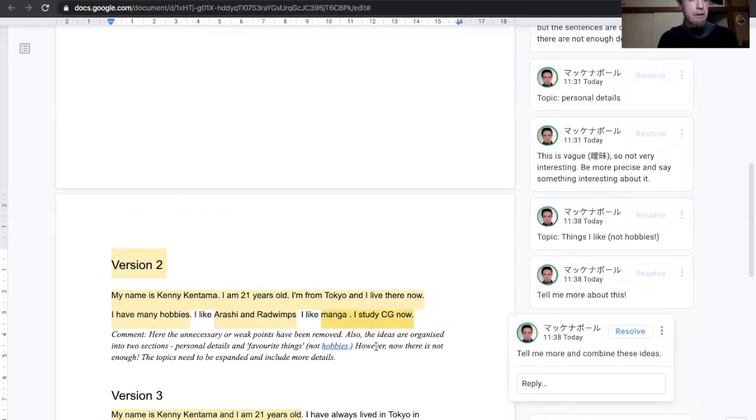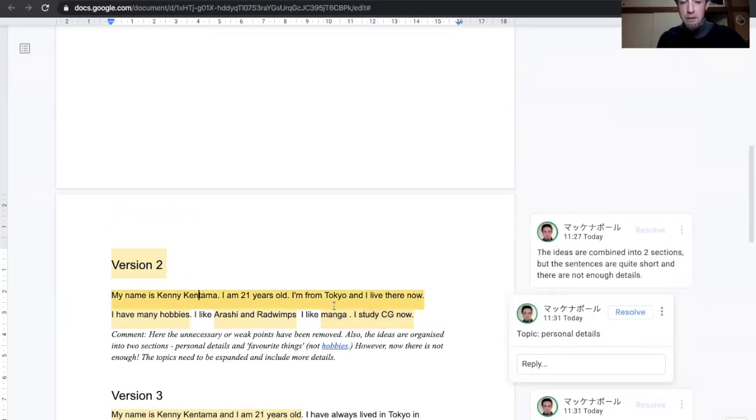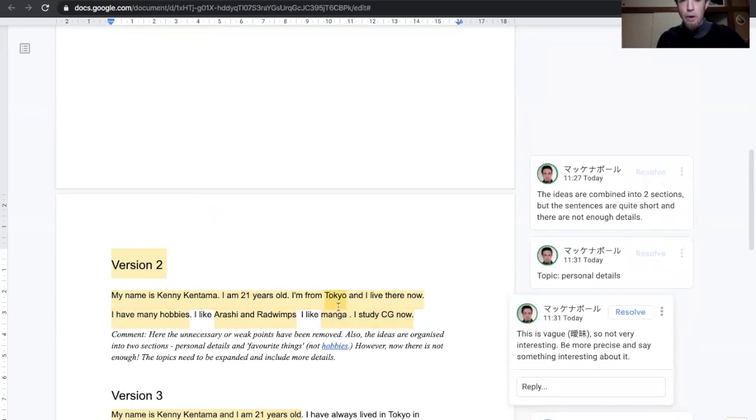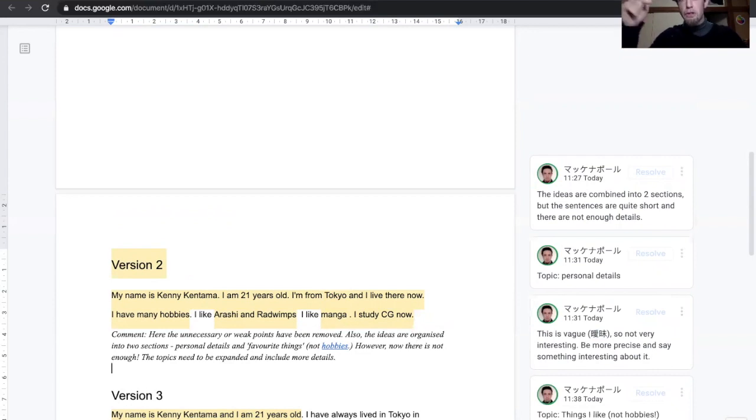However, there's now not enough. These topics need to be expanded and include more details. And again, I've written little comments here about this sentence. The topic is personal detail. If I say Tokyo, this is too vague. There's the Japanese word. So it's not very interesting. Be more precise and say something interesting about it. Okay, so version 2 is where I remove the unnecessary.